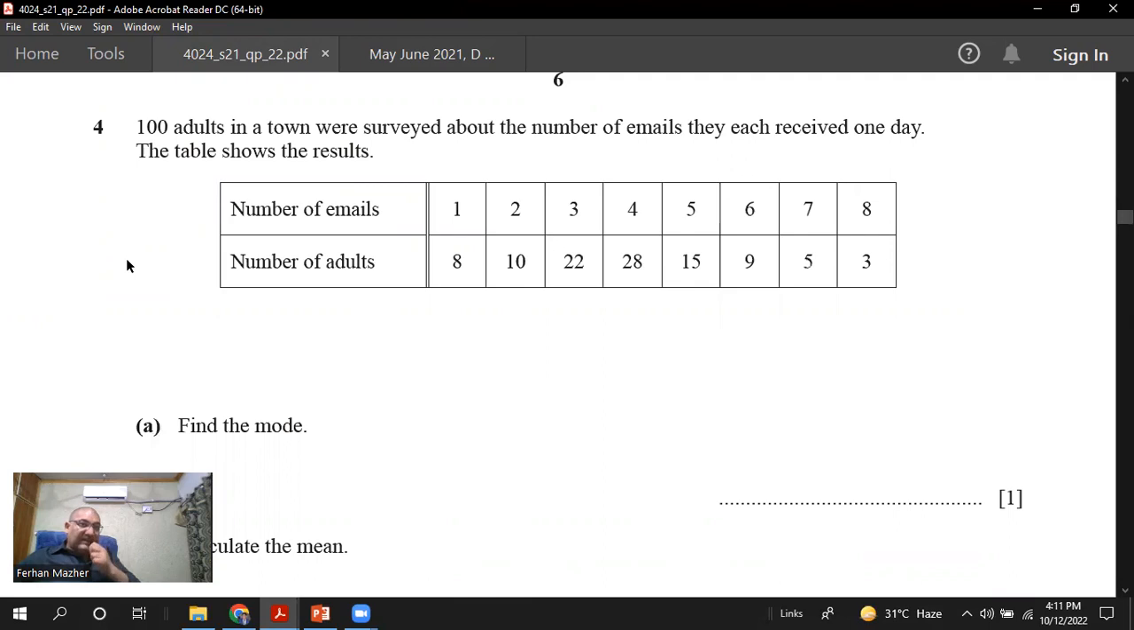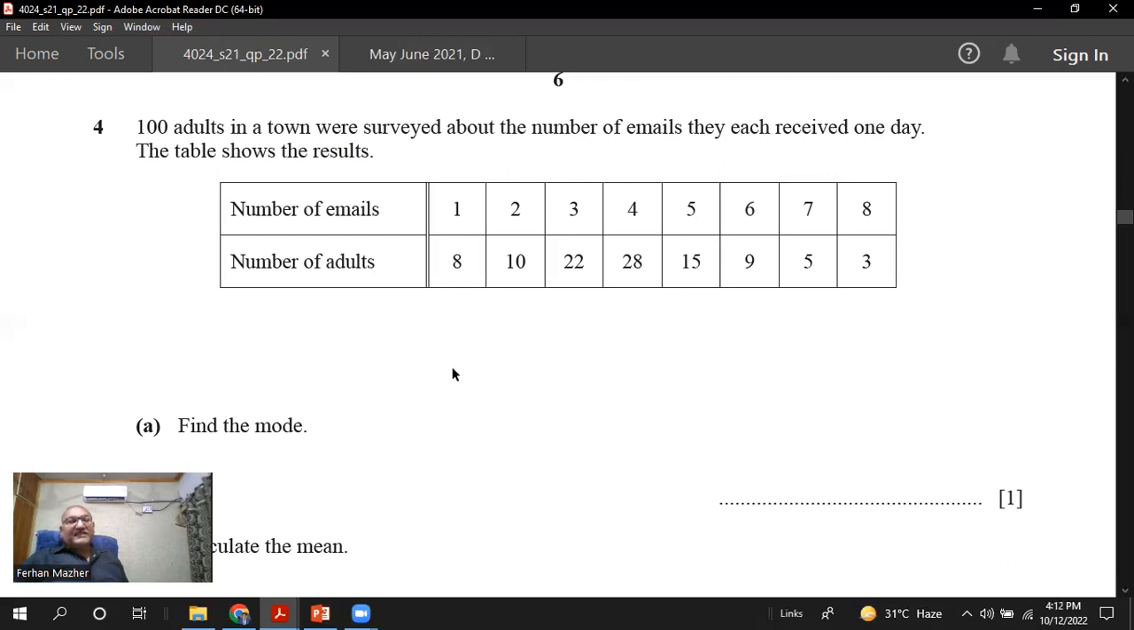100 adults in a town were surveyed about the number of emails they each received one day. The table shows the results. So one email, 8 people, 2 emails, 10 people, 3 emails, 22 people, 4 emails, 28 people, 5 emails, 15 people, 6 emails, 9 people, 7 emails a day, 5 people, and 8 emails a day, 3 people.